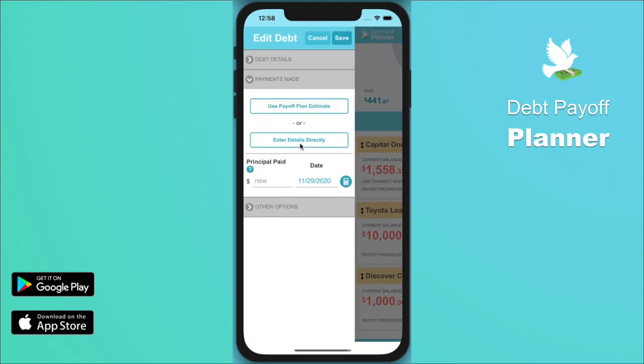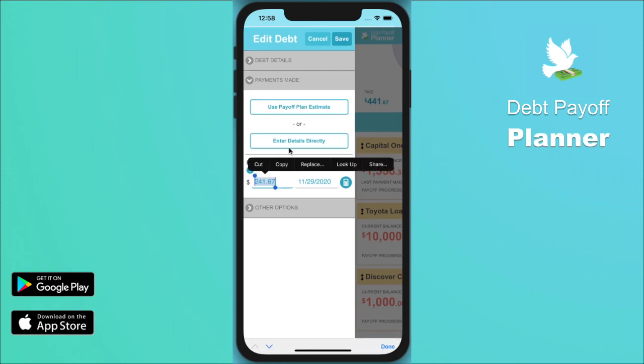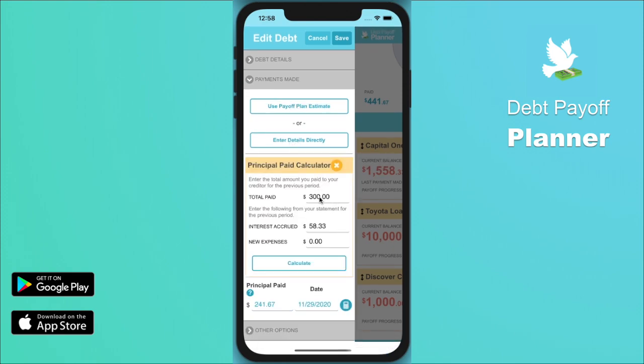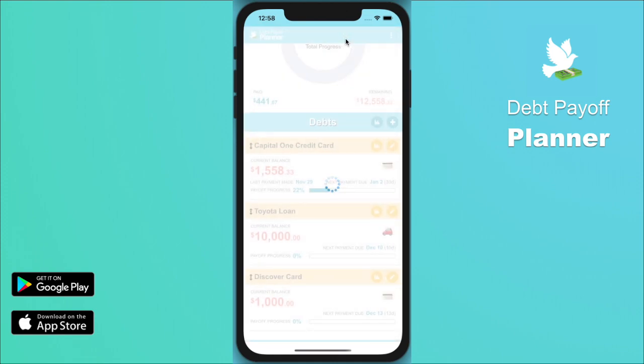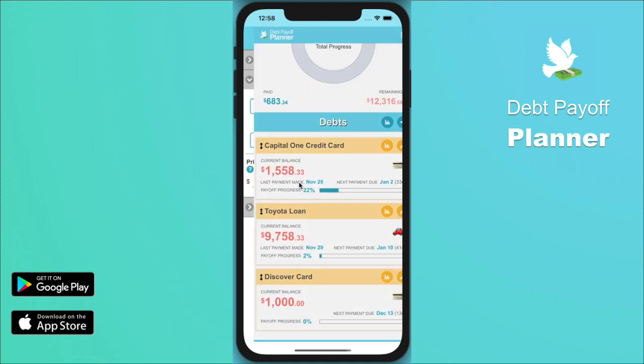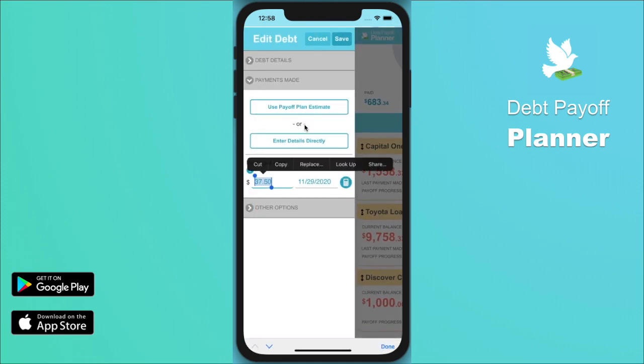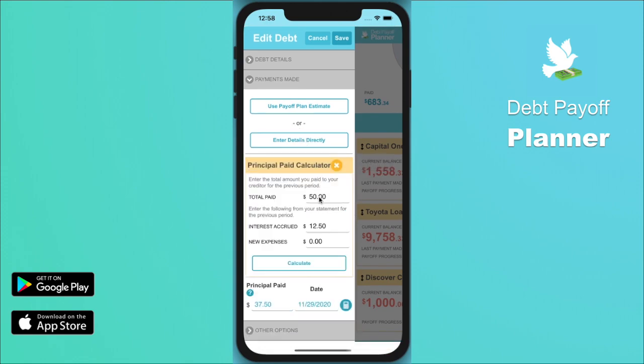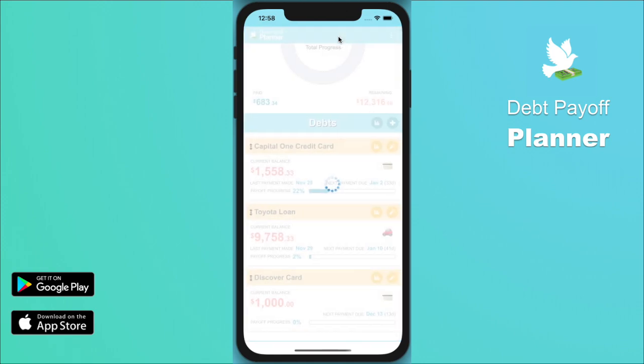So the Toyota loan, we're going to use the payoff plan estimate, which is the minimum payment, $300. Checks out. And same thing for the Discover card, we're also going to be doing the minimum payment. So the minimum payment there is $50. It's assessed $12.50 in interest. So the principal that's actually being paid down is $37.50.